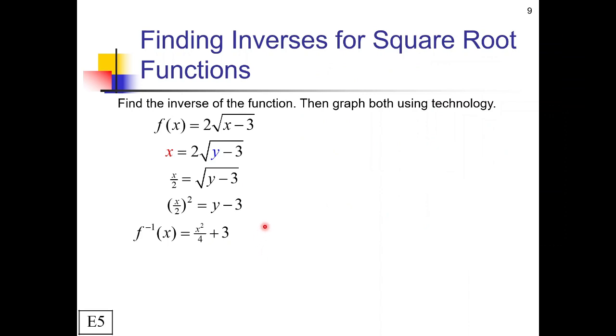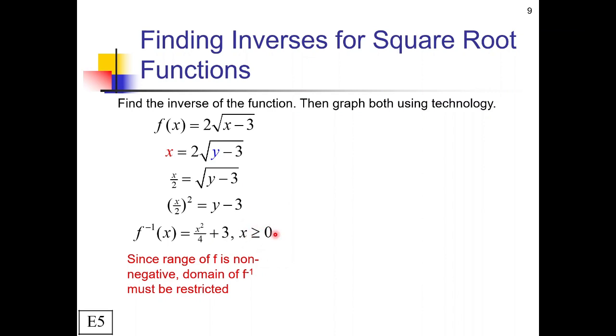So what's going on is that your original function actually only had a range of positive numbers, because square root can only return 0 or positive. But that range of the original becomes the domain of the inverse. So if you have a range of only positive numbers, your inverse is going to have a domain of only positive numbers. So in general, since the range of f is non-negative, the domain of f inverse has to be restricted as well. So we need to add a little stipulation on this f inverse that x is greater than or equal to 0. And part of the reason we have to add this as well is because it's not already built into this function.